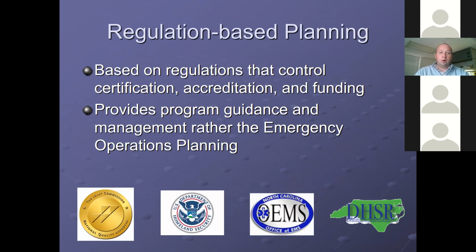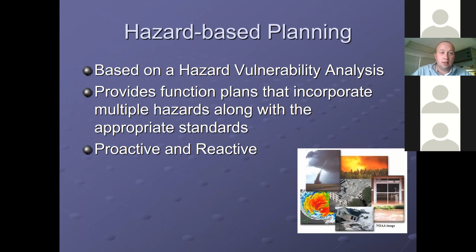There are two types of planning in my book: regulation-based planning and functional planning. Regulation-based planning, these are plans that we have to have by law. We have to have plans that are built on an HVA, that have hazard vulnerability analysis, that incorporate performance improvement type items. That's just mandated. We have to test the plan.